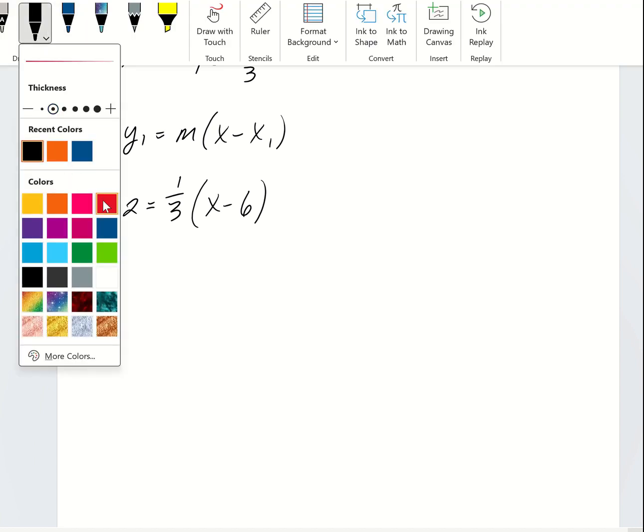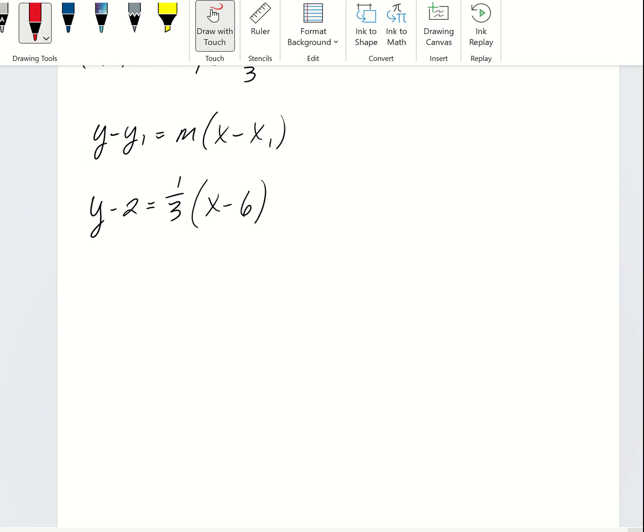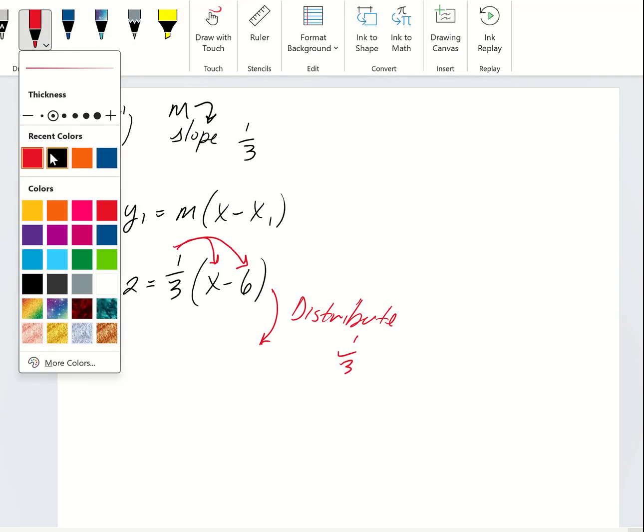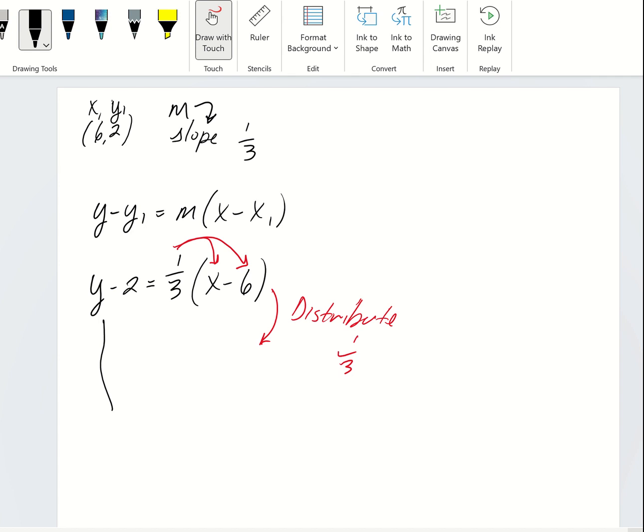So what I'm going to do is, first step is distribute this 1/3. Okay, so after I distribute the 1/3, I end up getting y minus 2 is equal to 1/3 x minus 2. So I did 1/3 times -6 is going to end up giving you -2.